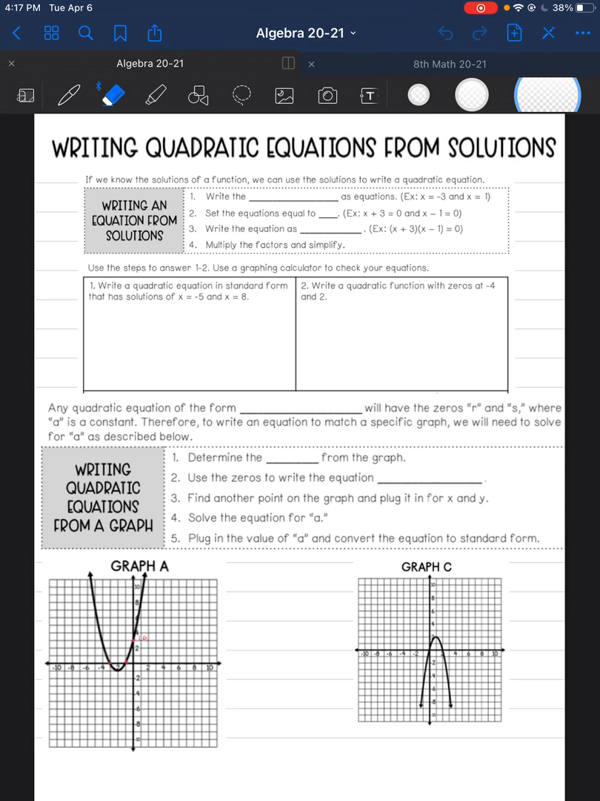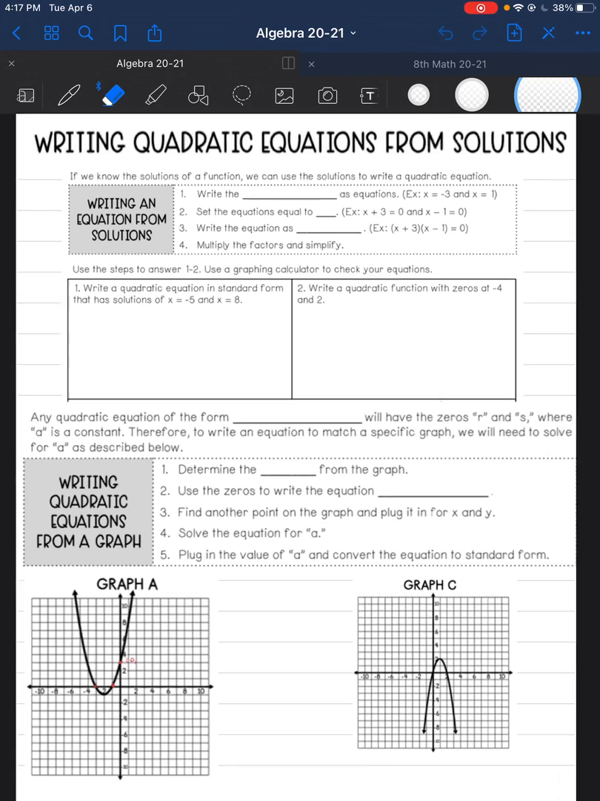One quick thing I want to remind you is that when we talk about zeros or solutions, that's when our x equals that number. But when we're talking about factors, it's x plus whatever the opposite sign of that zero is. So the zeros and the factors have the same numerical value but opposite signs. So let's get into this.